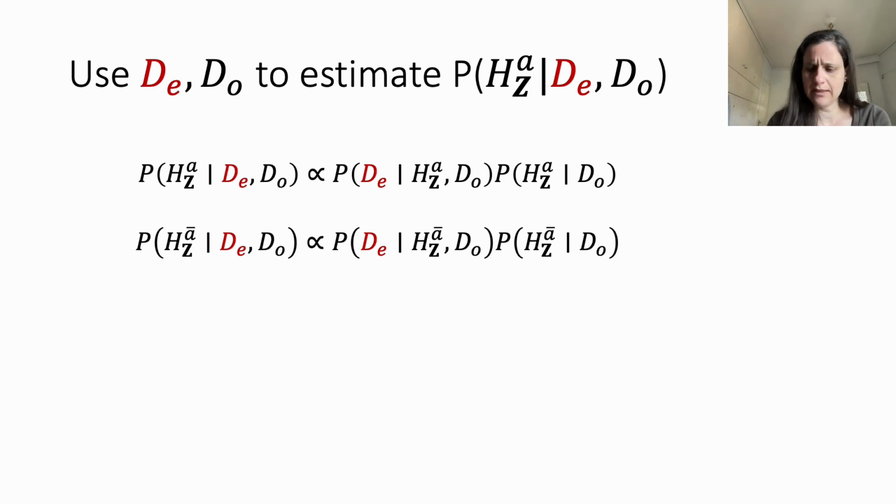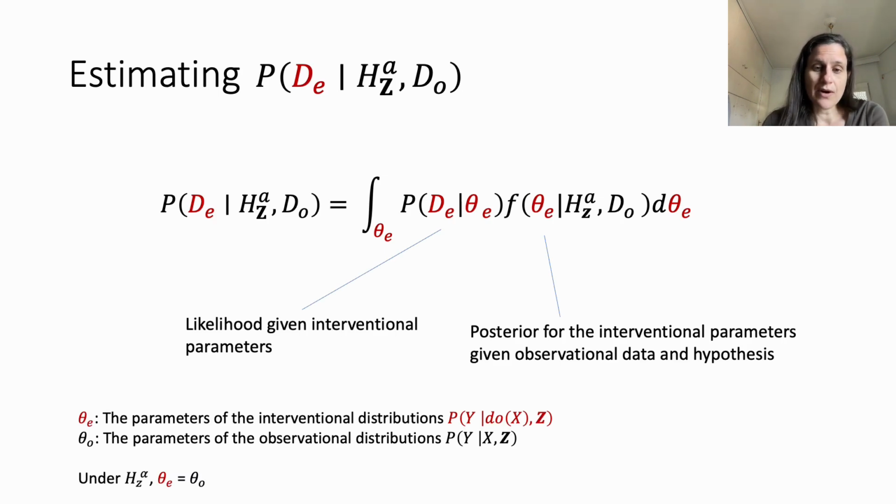So if we take this probability and we integrate over all possible parameters of the post-interventional distribution, then this will become sort of a marginal likelihood. For every set of parameters, we have a density of these parameters given the observational data and given the fact that Z is an adjustment set. And then this will be multiplied with the likelihood of our experimental data given these parameters. And under the assumption that Z is an adjustment set, the observational and the experimental parameters are the same, so we can get this density using the posterior for these parameters given the observational data.